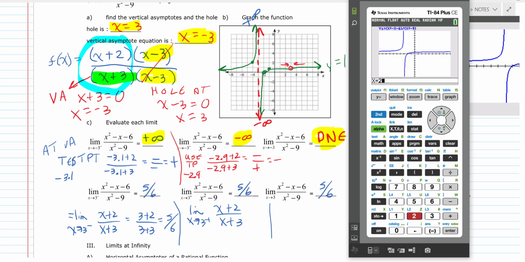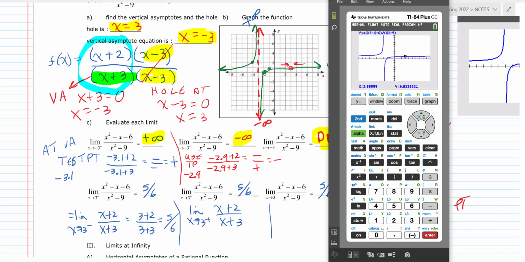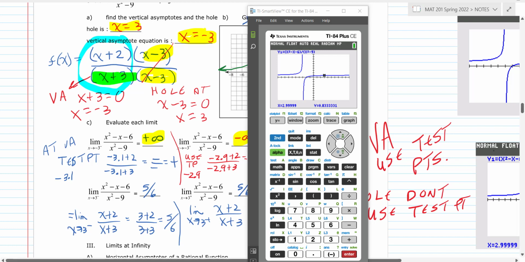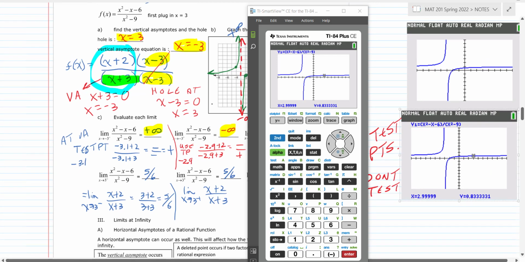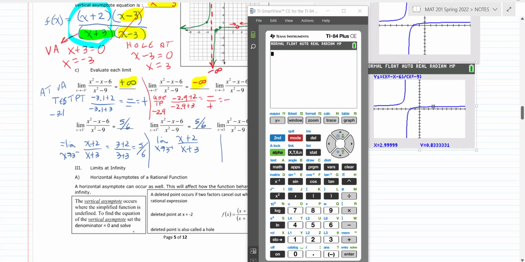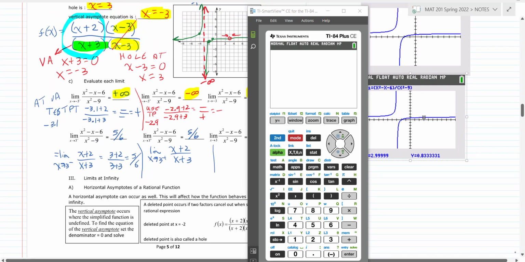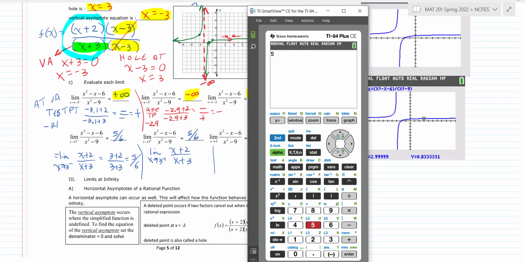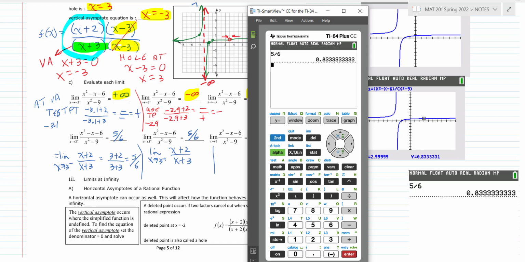But if I use something like 2.99999, something real close to 3, that is close to 0.83. And what I want you to notice is you can check your answer just by doing this on the calculator. If I take 5 divided by 6 and see what that decimal is, it's 0.83333. See how it matches? So those things match. And that's how you can tell you've done that right.